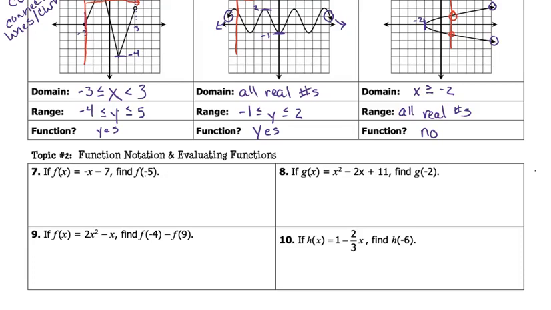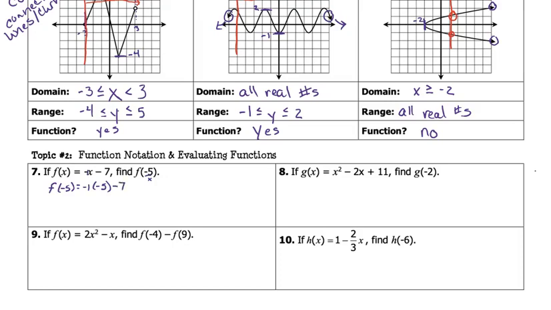The function at negative 5 means this is x. So instead of writing x, I'm going to put negative 5 exactly where the x is. So I'm going to rewrite this. It would actually be written as f at negative 5 equals, now be careful, this says negative x, so this is like negative 1 times x. So negative 1 times negative 5 minus 7.